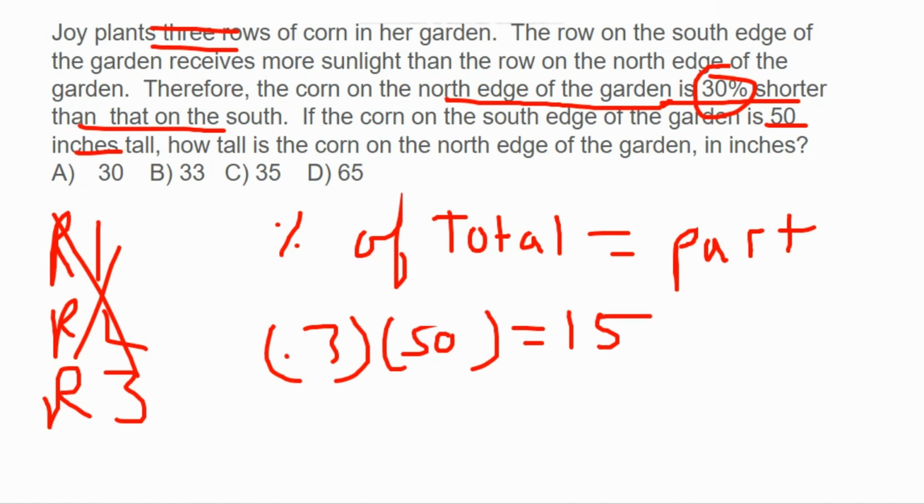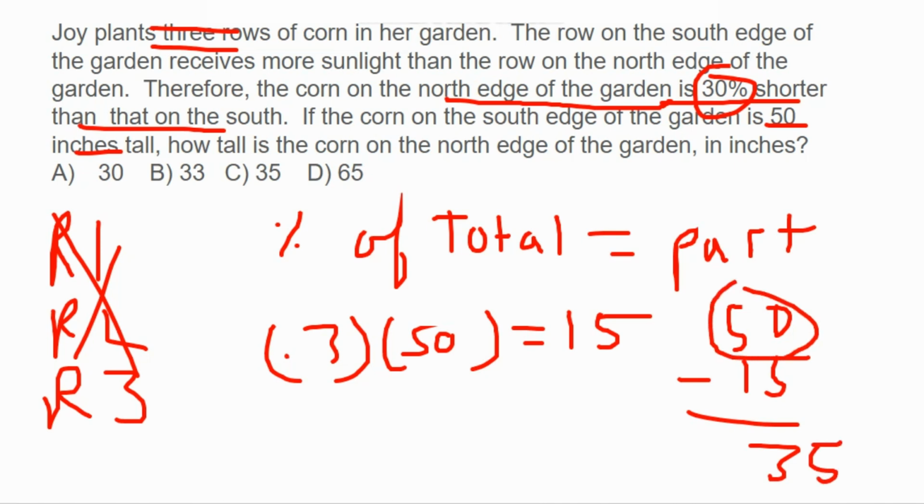Now, that's not the height of the north edge. That's how much shorter it is. So you have to do 50 minus 15, and you get 35, because 50 is the height of the south edge, and 15 is how much shorter the north edge is. So you just subtract. So you get C, 35.